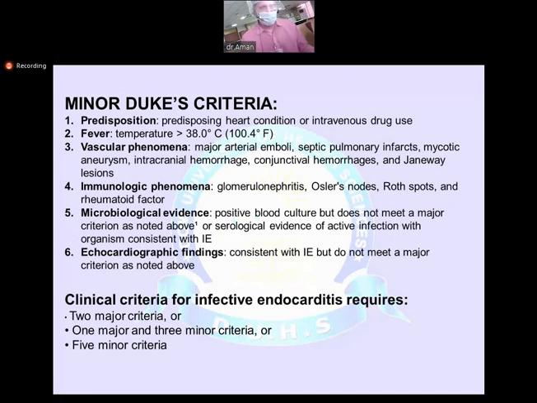The patient has aneurysm, conjunctival hemorrhage, Janeway lesions, hematuria, Roth spots, rheumatoid factor, or a positive culture that does not fit the main organism, or an inconsistent echo finding. The patient may also have fever and a predisposing condition like heart surgery or IV drug abuse. These are the minor criteria. The major criteria are two things: first the blood culture and the other is the echocardiography. The minor criteria are the predisposing condition, fever, vascular phenomena, immunologic phenomena, microbiological evidence, or echocardiographic findings consistent with infective endocarditis but not meeting a major criterion. In all conditions, if there are two major criteria, or one major and three minor, or five minor criteria, you can label it as infective endocarditis.